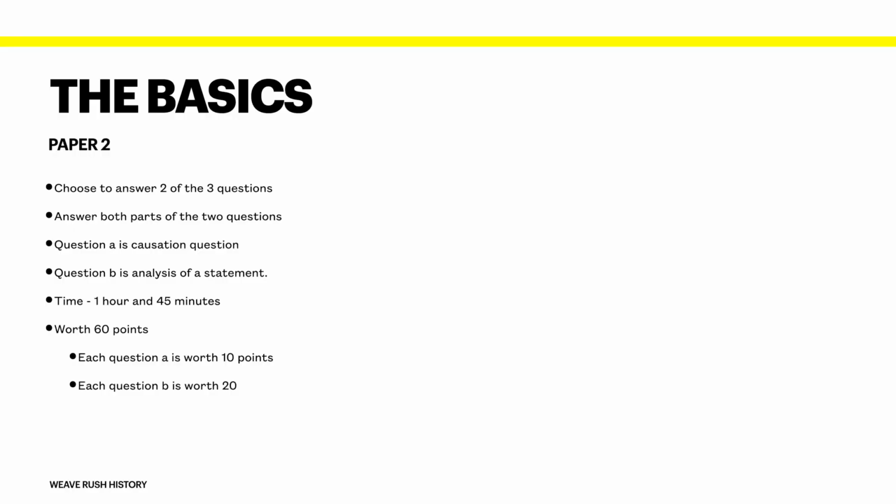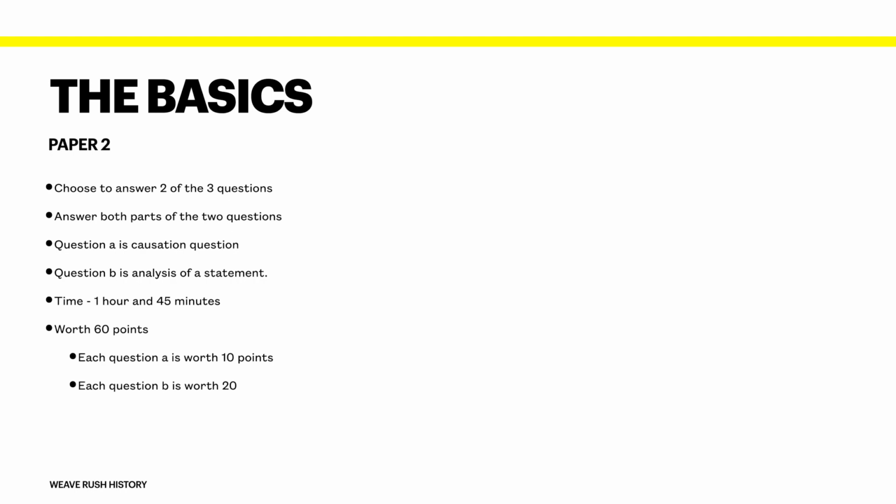Moving on to paper two. Paper two is a lot more simple to explain. The basics for paper two, you have 3 questions on your paper and you answer 2 of them. Now, granted, whenever I say you answer 2 of the questions, there's both an A and a B to each question. So you're really writing 4 essays here rather than 2, but there's 2.